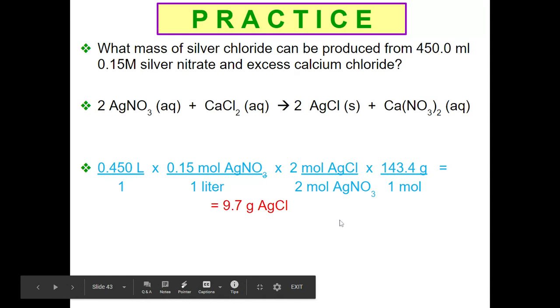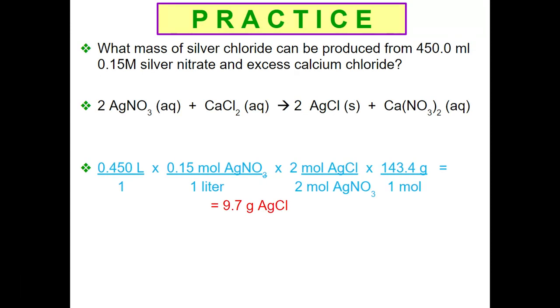All right, here's another example. It's all worked out for us. So what mass of silver chloride can we produce from 450 mLs of 0.15 molar silver nitrate with excess calcium chloride? So we were given information about silver nitrate, but the question's asking us about silver chloride, all right? So we need to use our stoichiometry to convert.